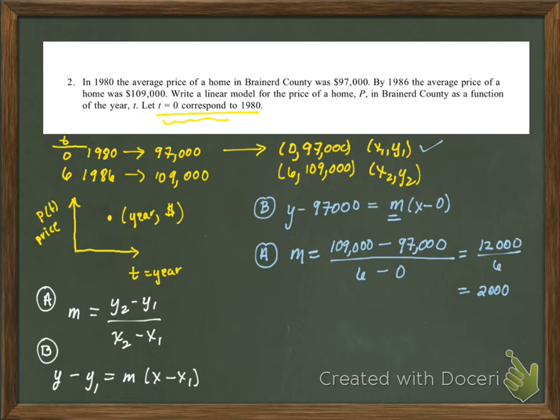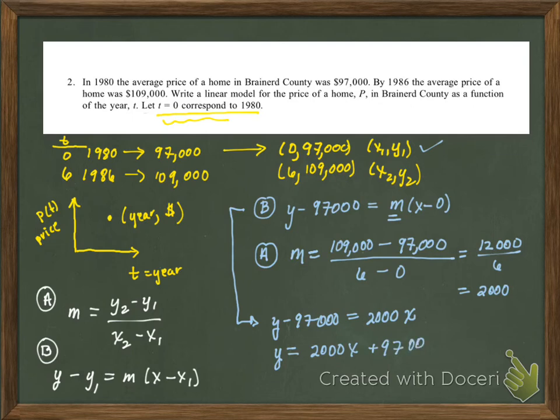Alright, so now let's go back to equation B and plug everything in. So y minus 97,000 equals 2,000. Well, x minus 0 is just x, so I'm just going to write it as x. Now if I want to get it in the slope-intercept form, I just simply solve for y. So y equals 2,000x plus 97,000. This is the linear equation that models this relationship.